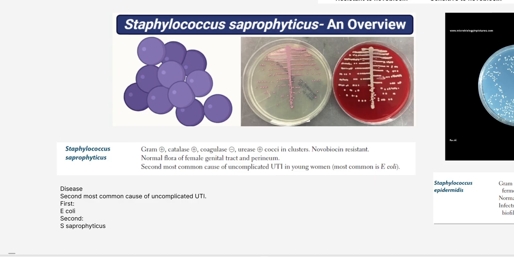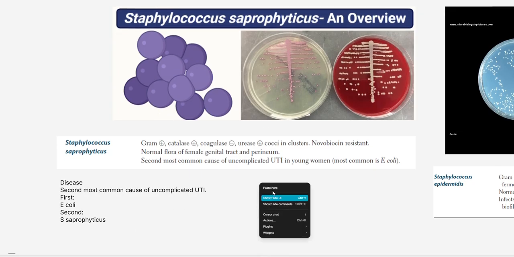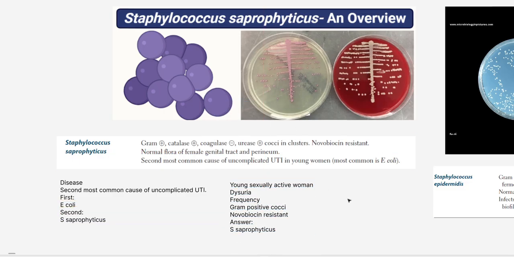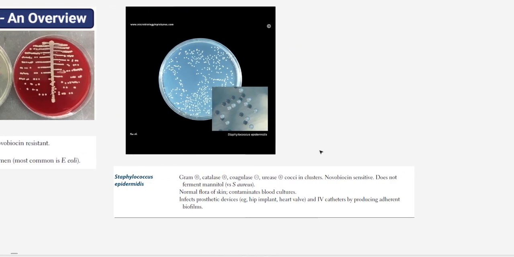A typical vignette will be a young sexually active woman who has dysuria, frequency, gram-positive cocci, and it's novobiocin resistant. Once you know it's novobiocin resistant, you suddenly, step by step, know it's Staphylococcus. Now we move on to the Staph epidermidis.